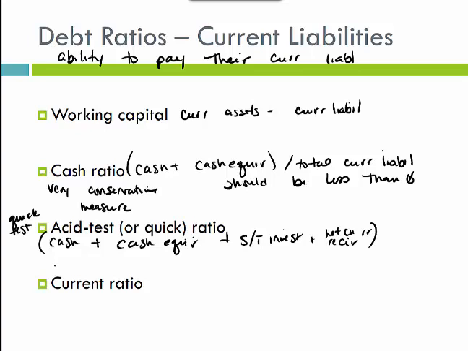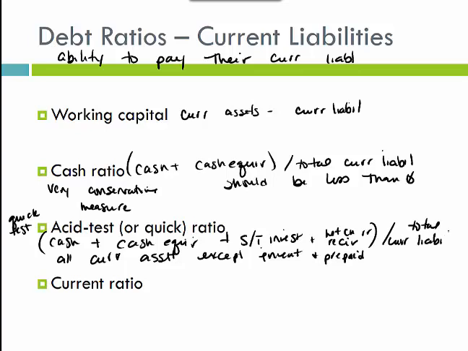So all of these, it's really, if you take these, it's all of your current assets except inventory and prepaid. You're not counting inventory or prepaid assets, but you pretty much have all your other current assets in here. And then you divide that by total current liabilities. Okay, that's your acid test.